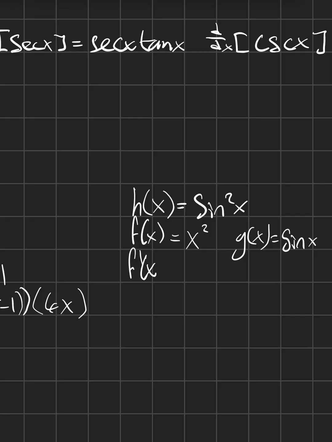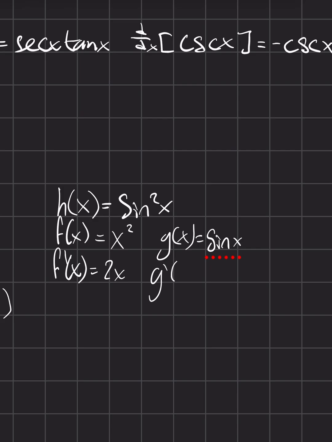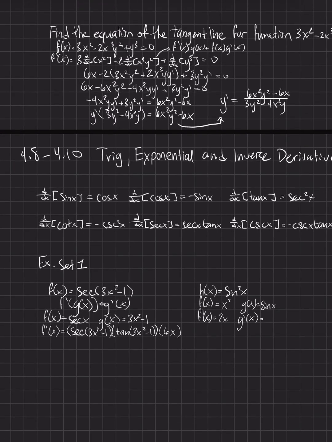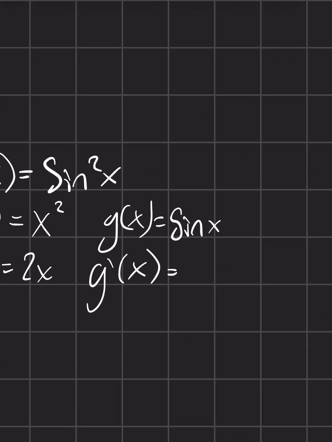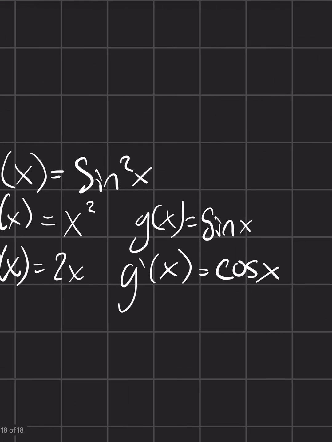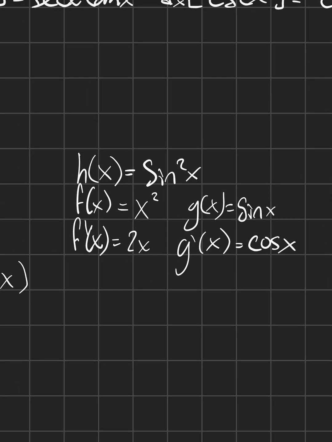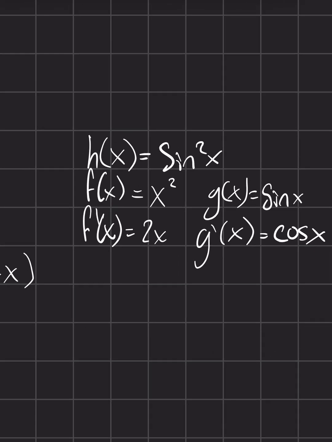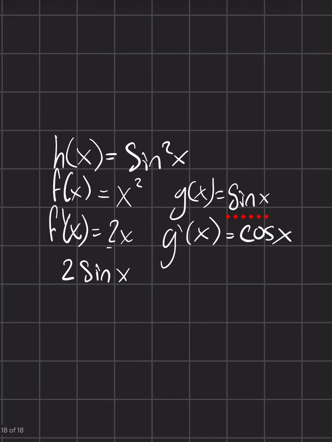Then we can take their individual derivatives, this one being 2x, and g prime of x, you can look up here, that's going to be cosine of x. Now we can apply our chain rule. What that's going to give us is that we want our 2x, and then we put in our sine. So this is going to be 2 sine x times g prime, cosine of x. So we're just left with 2 sine x cosine x.